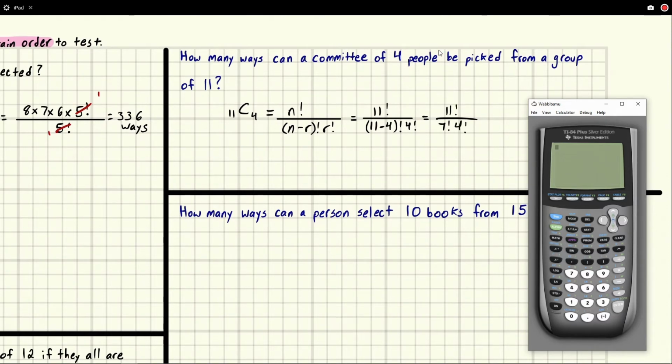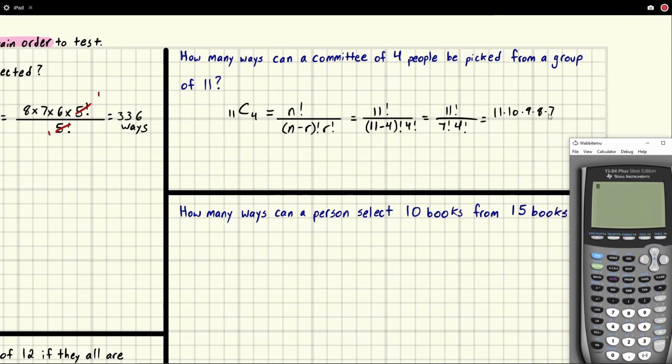We're going to check it at the end anyway. So we're going to have 11 times 10 times 9 times 8 times 7. We could keep going, but we're choosing to stop at 7 because it matches up with the bottom. So we're going to put factorial there. This is great because the 7 factorial will simplify out. 4 factorial, let's write that out: 4 times 3 times 2 times 1. And then 7 factorial simplifies out to 1.